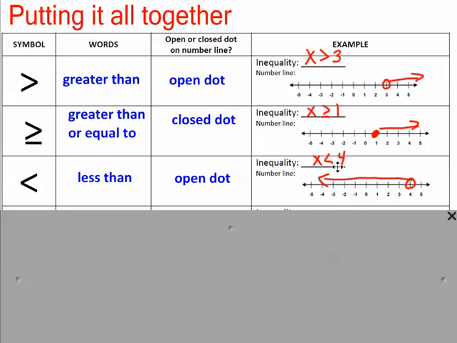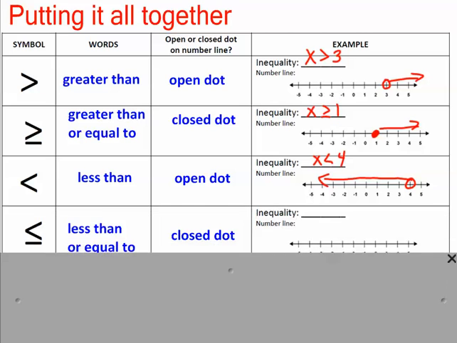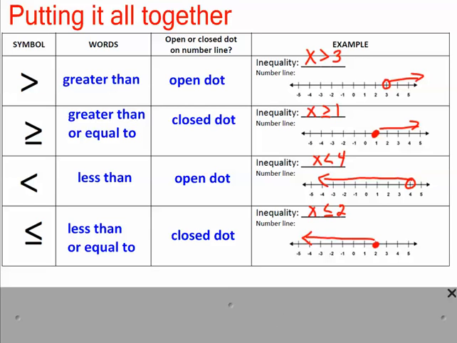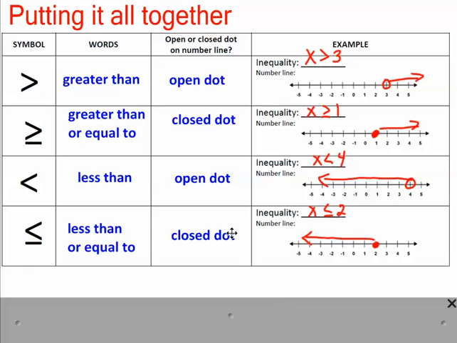Okay? The reason why I wouldn't just say 3 is because all of these numbers in between 3 and 4 could be solutions to this set. Okay? And then the less than or equal to. Let's do x is less than or equal to 2. So that is a closed dot because it includes 2 and everything in that direction. All right, so go ahead and pause the video. Make sure you write down all of these number lines and come back when you're finished.